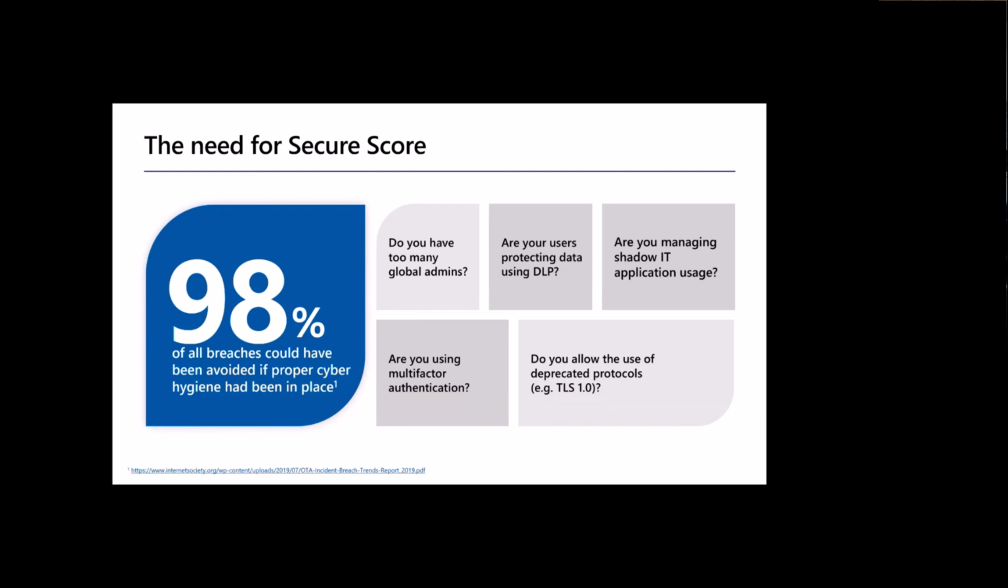Do I have outdated or deprecated protocols enabled in my environment? TLS 1.0, basic auth with IMAP and POP services for email. These are the questions that you want to ask. And this is what SecureScore can actually help you visualize and then take action on. And you can say, look, we detected that TLS 1.1 or 1.0 is enabled in your environment. Let's go turn it off. And here's how to do it. Next slide.